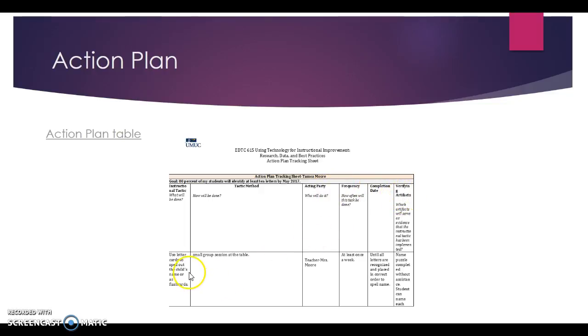Here's an example of my instructional tactic. Use letter cards to spell out the child's name or as flashcards. My activity was a small group session at the table. The acting party is myself. The frequency would be at least once a week. The completion date would be until all the letters are recognized and placed in correct order to spell their name. And the verifying artifact would be a name puzzle completed without assistance for each student.